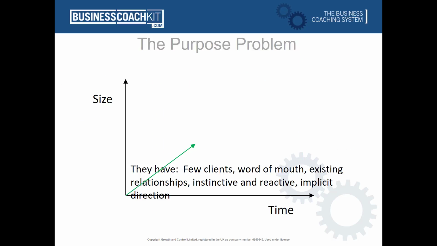So going back to our systemization barriers model, the second barrier is purpose. Businesses can get to a certain size without really articulating or being explicit about why they exist or what they're trying to do. So they have few clients, it's lots of word of mouth based on existing relationships, and their strategy doesn't exist really. They kind of instinctively react to what's going on. There's an implicit direction.